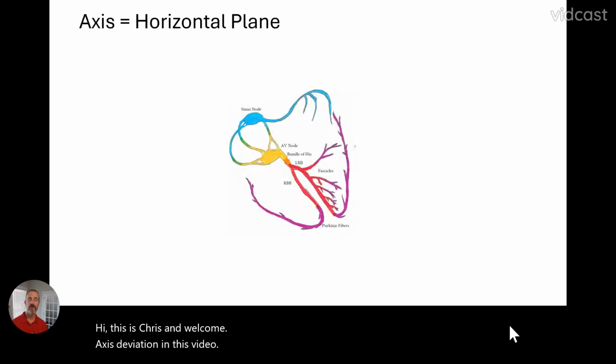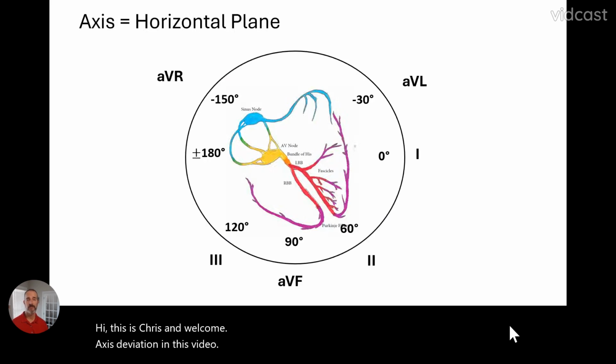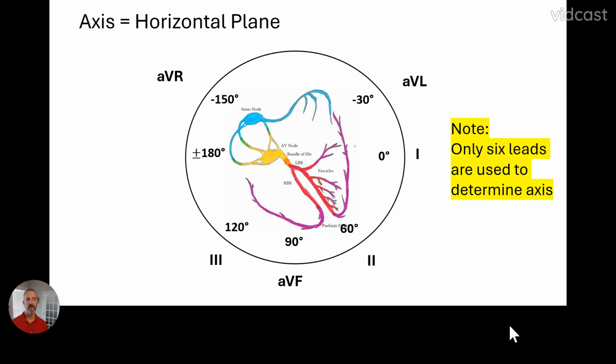Okay, so the horizontal plane is what we're talking about here, and there are degrees associated with direction. And remember, we are only using 6 leads to determine axis. So the 6 leads are the ones identified around that circle.